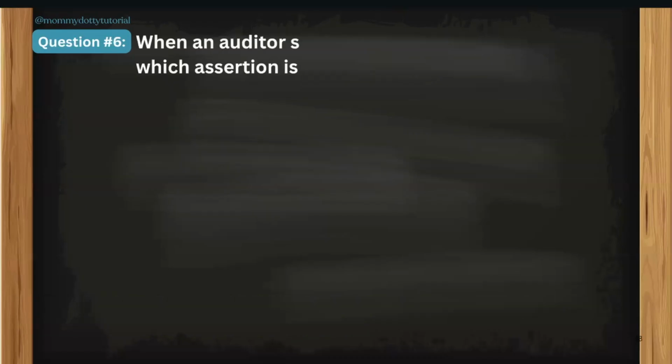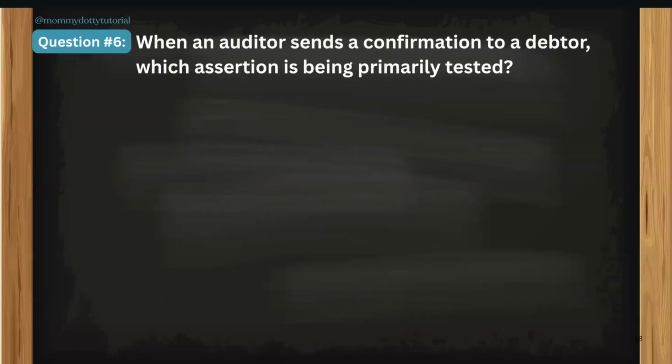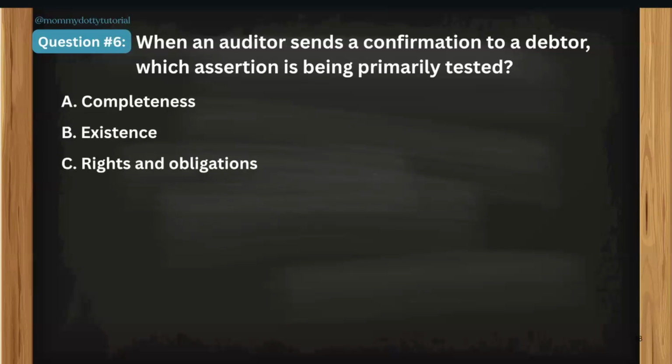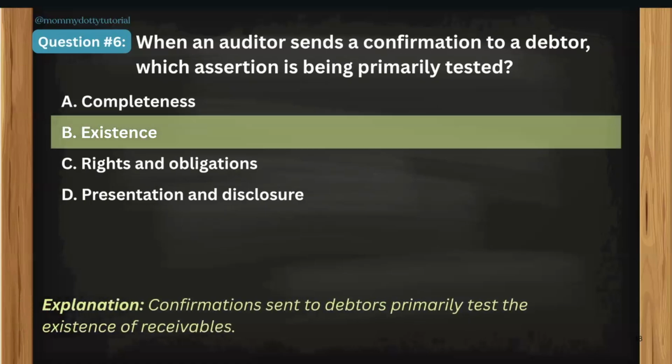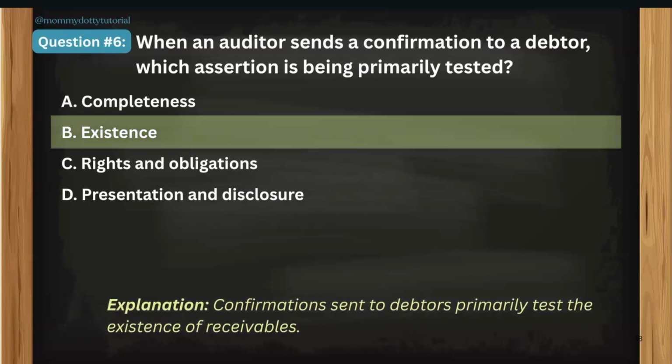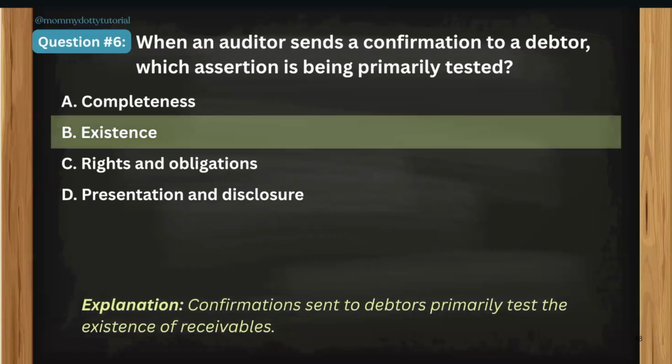Moving on to question number 6. When an auditor sends a confirmation to a debtor, which assertion is being primarily tested? A, completeness. B, existence. C, rights and obligations. And letter D, presentation and disclosure. You may pause the video to think. The correct answer is letter B, existence. Confirmations sent to debtors primarily test the existence of receivables.